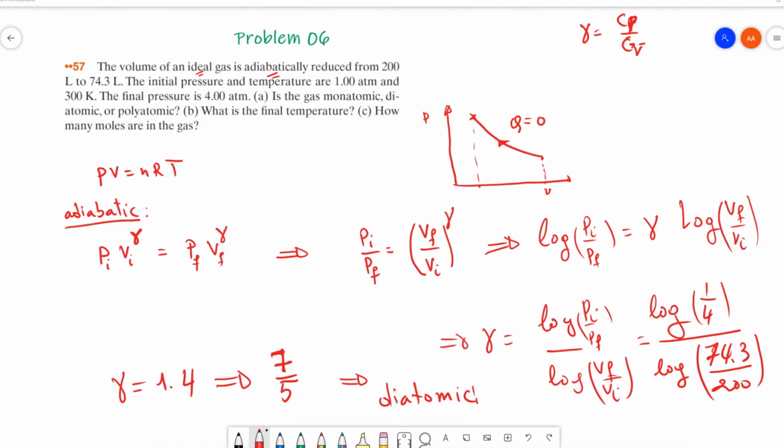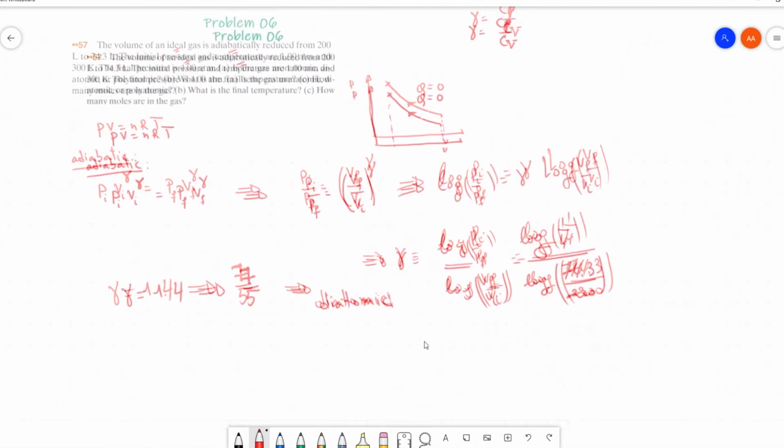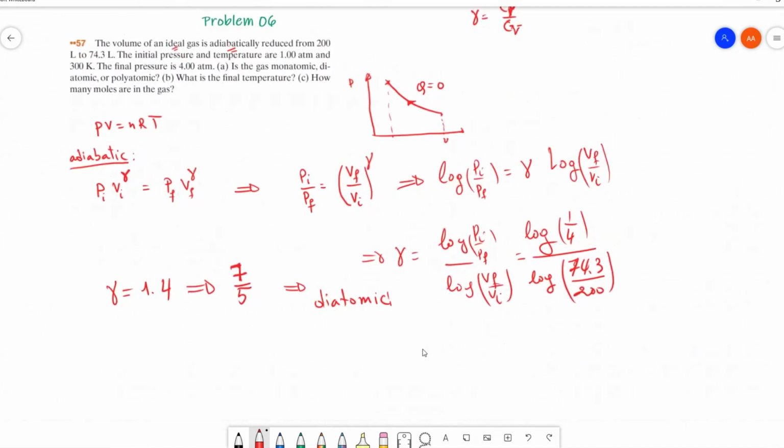Now, there is another question. How many moles are in the gas? To answer this question, first of all, I need to get T final. Sorry, there's one question: what is the final temperature? How can I get the final temperature?